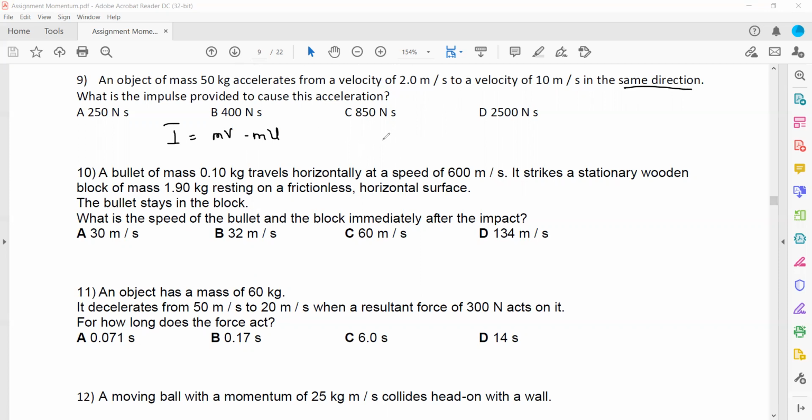So what is the impulse? The mass is 50 and the final velocity is 10, minus mass 50 and the initial velocity 2. 500 minus 100, that's equal to 400 kilogram meter per second, or you can also say Newton second.